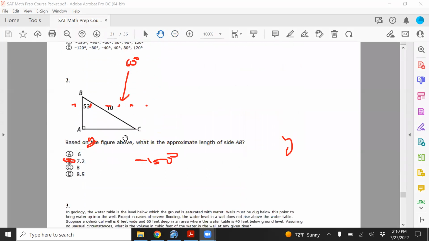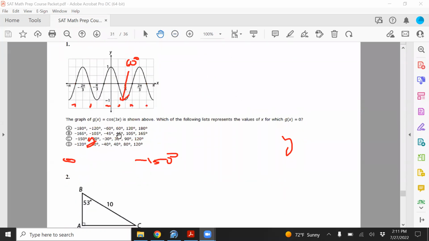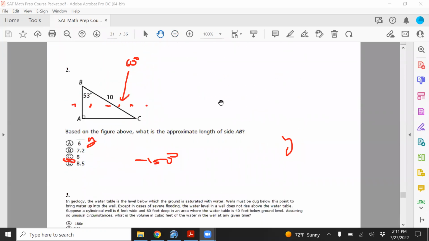So anyway, we keep moving. So you just look at the graph. You don't even have to solve it. The graph is good enough for us.